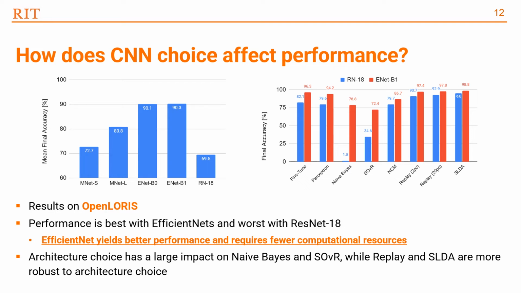This is interesting as ResNet18 is currently the standard in continual learning literature, but yields worse performance and requires more memory and compute. On the right, I'm showing the performance of each continual learner using the EfficientNet-B1 and ResNet18 backbones. It is interesting to note that the architecture choice can have a large impact on some methods such as Naive Bayes, which assumes feature independence. On the other hand, methods like SLDA and replay are more robust to architecture choice and only see a minor performance difference between the 2 architectures.